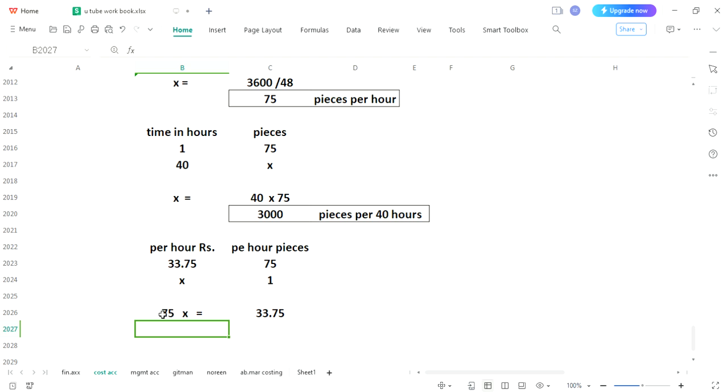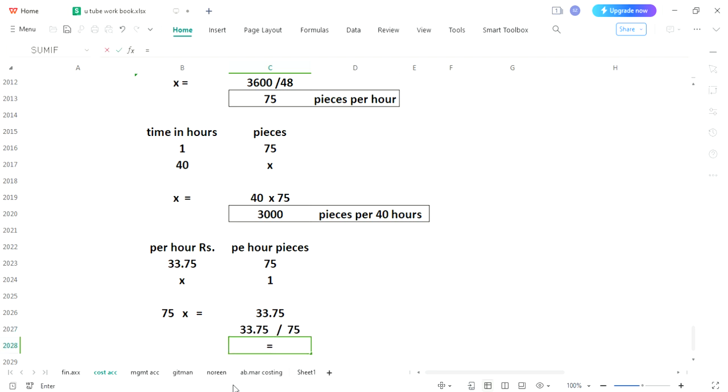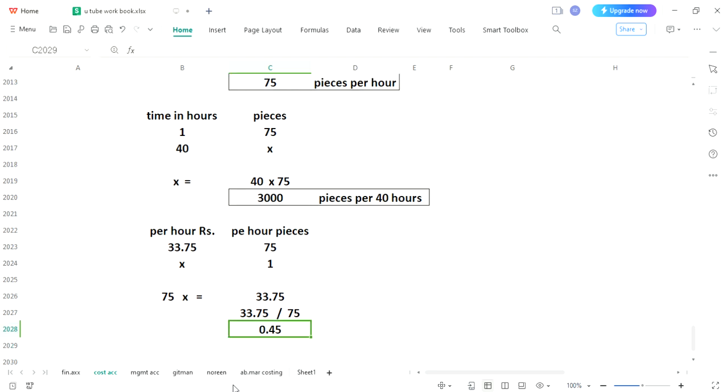Now next is simple. 75 is being multiplied with x. You want to take it to the opposite side, it would be divided. So what we have is 33.75 was already present, and you are taking this 75 to the opposite side. Here it was multiplied, and when you take it to the opposite side it would be divided. So now the statement has been completed. What you can do is calculate 33.75 divided by 75. So we have 0.45, and let me know what this 75 is.